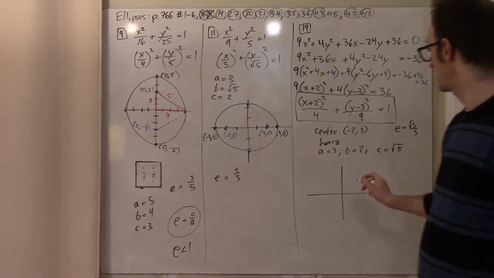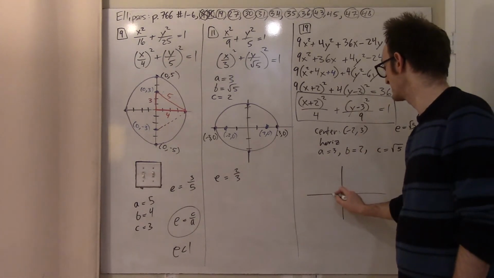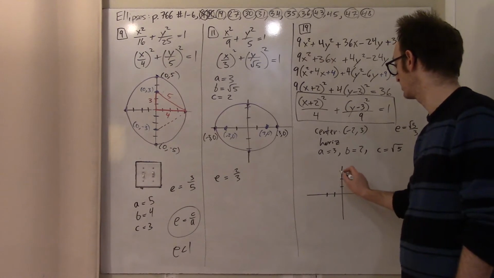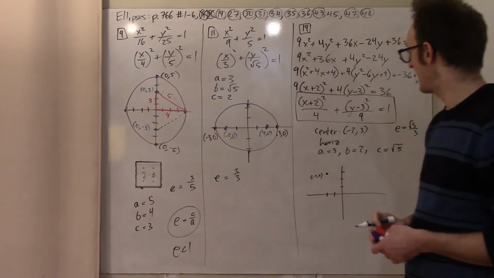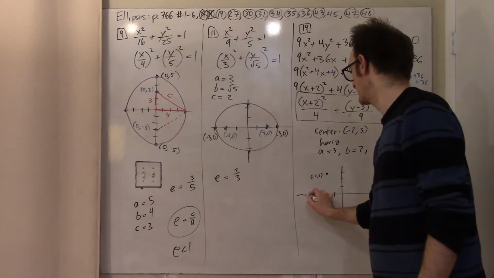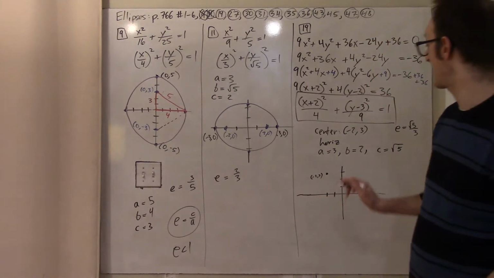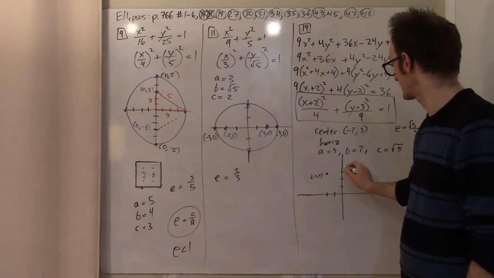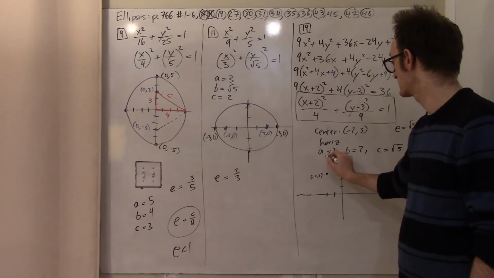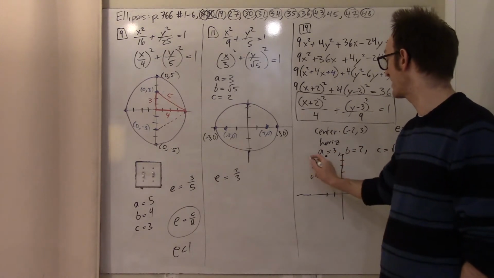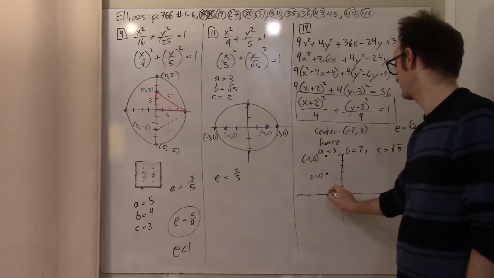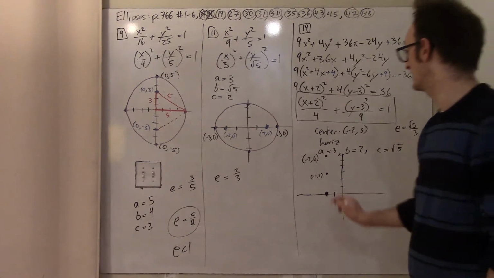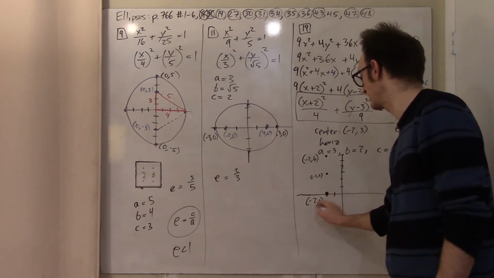We are going to go to the point (-2, 3). And that's my center. And then what else do I have to do? Well, I'm being stretched out by 3 in the y direction. So 1, 2, 3. So one of my vertices is going to be at (-2, 6), and my other vertex is going to be here at (-2, 0).